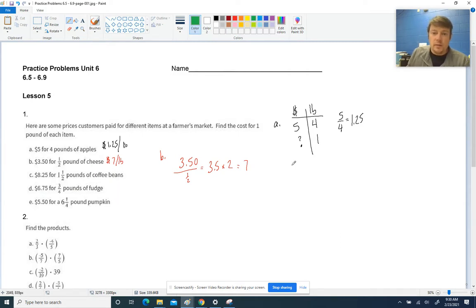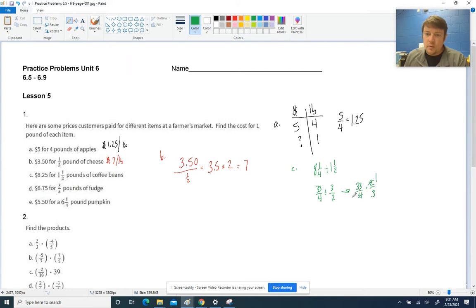The next one here, C, is 8 1/4. I'm going to write it like this: 8 1/4 divided by 1/2. So I'm going to go old school on this one. Go around the world and change these into improper fractions. 8 times 4 is 32, plus 1 is 33 quarters. And then 1 times 2 is 2, plus 1 is 3 halves. So this is what we're doing. Keep, change, flip. This becomes the multiplication problem of 33 quarters times 2/3.